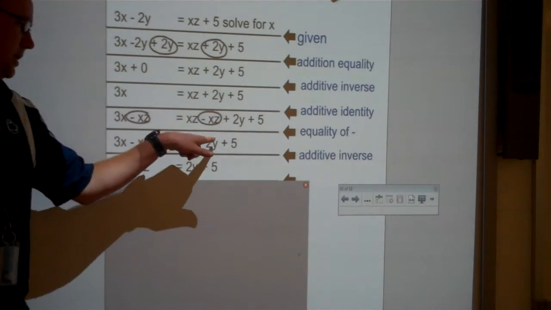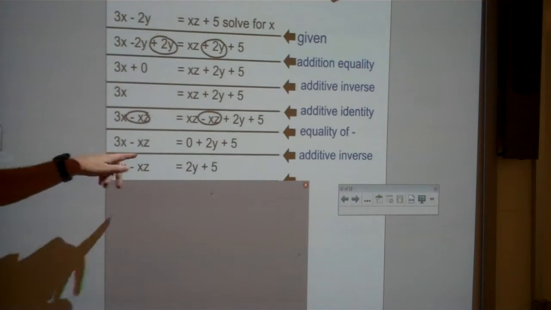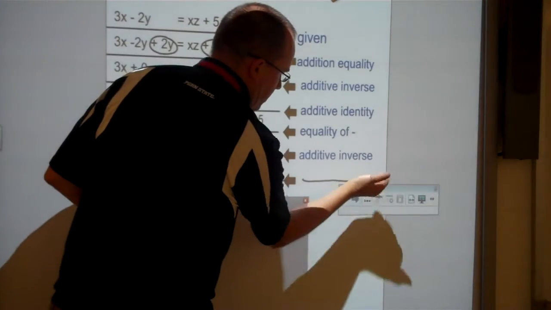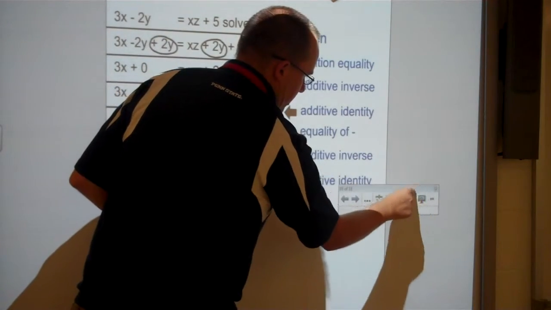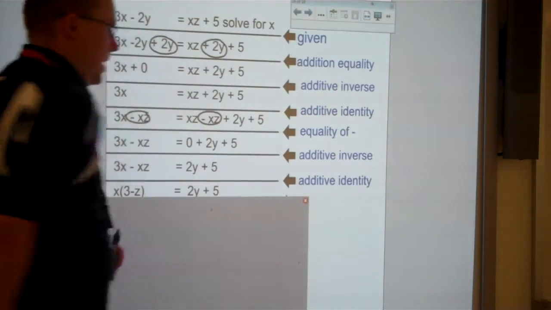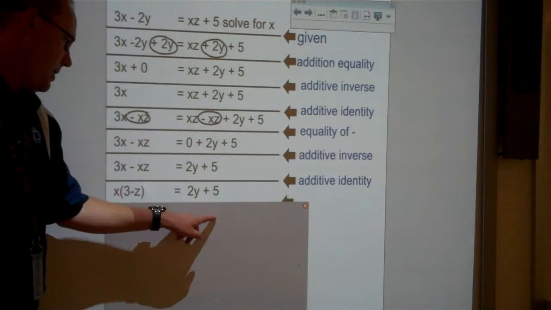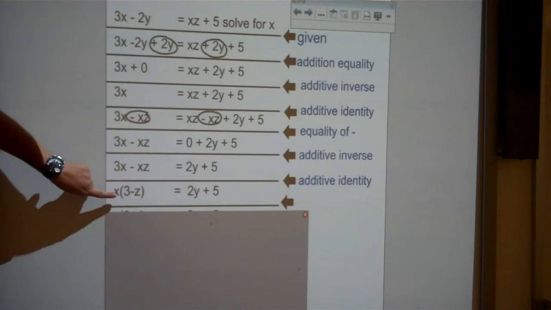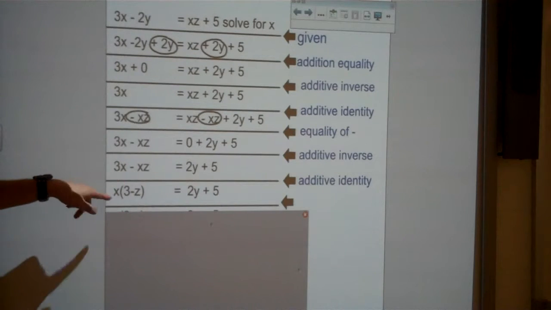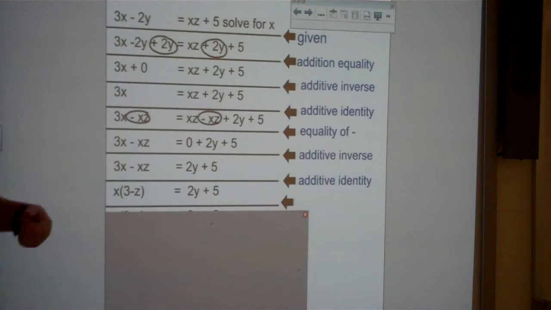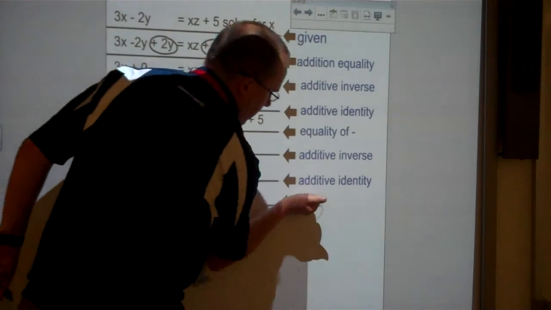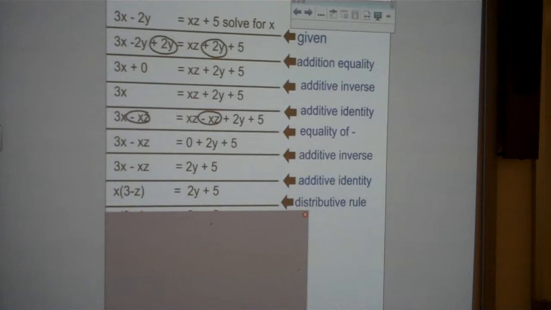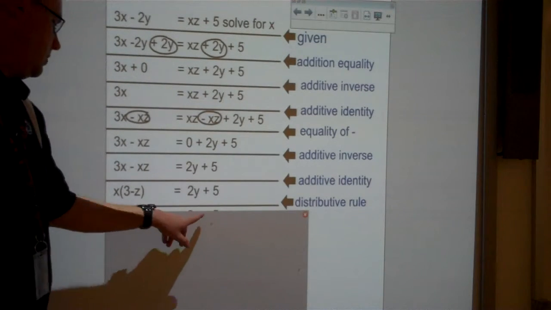On the next line it went from 0 plus 2y to 2y. So I started with 2y, finished with 2y, nothing changed, so that would be an example of an identity again, and as it was to do with addition, that would be my additive identity. And then the next step, perhaps not quite so obvious, I went from here to here. Now actually if I said go from here to here, this might be an example of distributive. X times 3 is 3x, x times z is xz. So it's actually my distributive rule in reverse, but that's still the distributive rule. Actually that's factoring, and that's something that we'll do in another topic, when you do the opposite of the distributive rule.